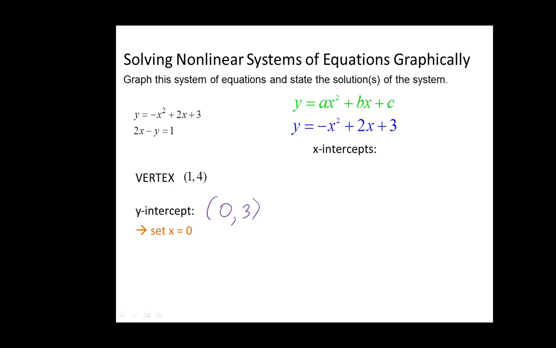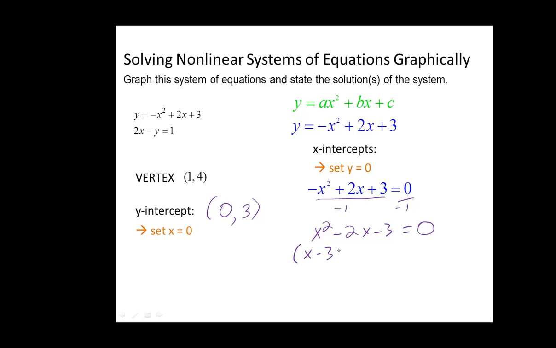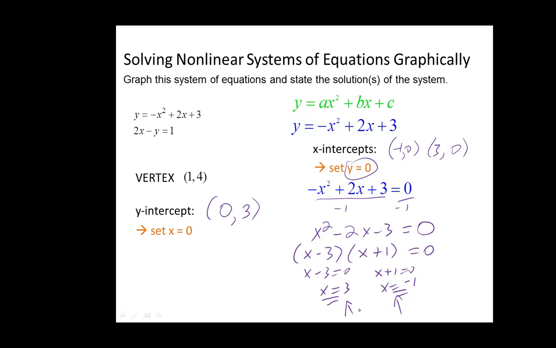Now for the x-intercepts, we set y equal to 0. In other words, we set this whole equation equal to 0. To solve this, I'm going to divide both sides by negative 1 in order to get positive x squared. This is a quadratic equation. I could use the quadratic formula or completing the square, but in this case I see that I can factor, and if you see that you can factor, go ahead. Factoring is a pretty quick way to solve a quadratic equation. I come down to, well, either x minus 3 is 0, which is x equals 3, or x plus 1 equals 0, which is x equals negative 1. Now those are my x values, but remember we said set y equal to 0, so my x-intercepts are negative 1 comma 0 and 3 comma 0.